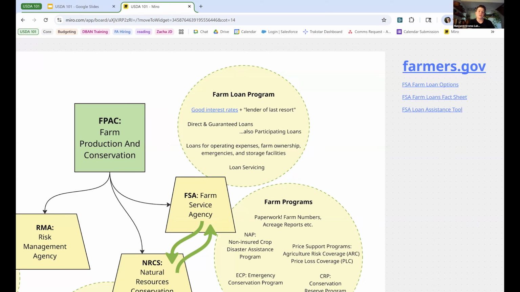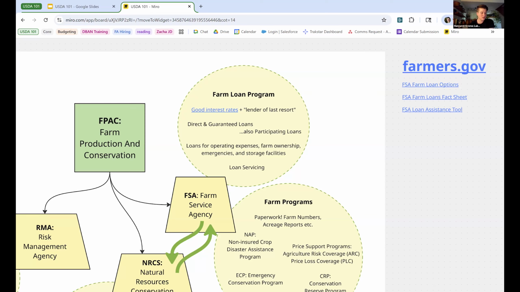Also worth knowing the word participating loans. So that is when part of your loan is from FSA and part of your loan is from a guaranteed lender. And what makes that possible is that FSA says to the guaranteed lender, if this loan goes bad, you get first dibs on all the farmer's assets. So it's actually an even better deal for guaranteed lenders. But that also is something that FSA will sometimes do to facilitate the overall goal of the farmer in a way that wouldn't otherwise be possible.